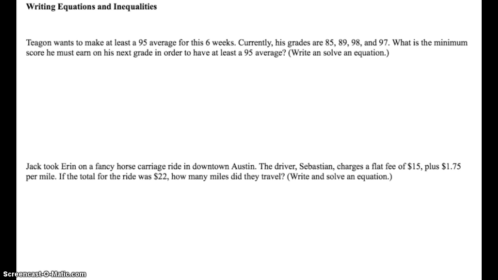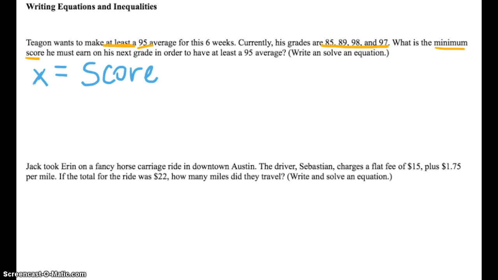Tegan wants to make at least a 95 average this 6 weeks. All right, that's important. At least a 95 this 6 weeks. Currently, his grades are 85, 89, 98, and 97. What is the minimum score he must earn on his next grade in order to have at least a 95 average? So, what we are looking for is his next score. So we're going to assign X to represent the score that he needs to get.